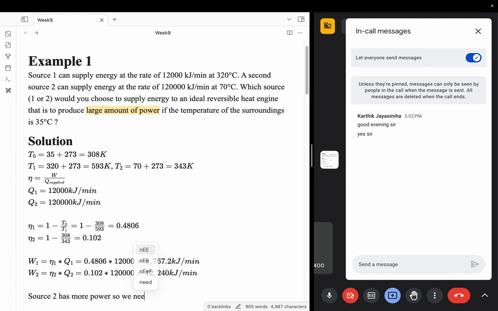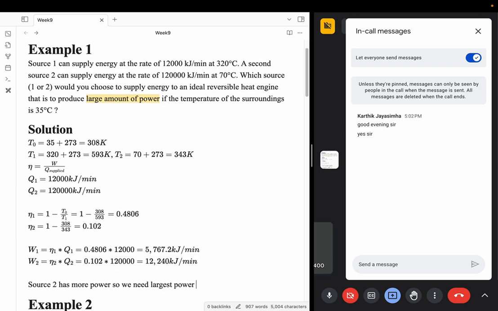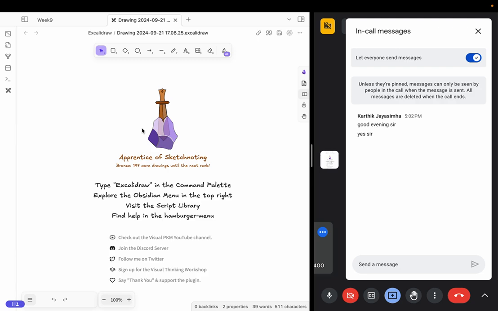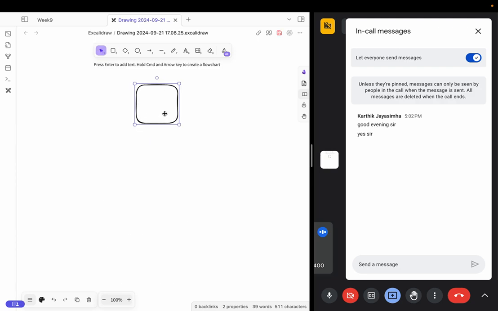Yes. Okay. Q1 minus Q2 is the net work when you have, say, for example, a Carnot cycle. So, let's say this is T1.